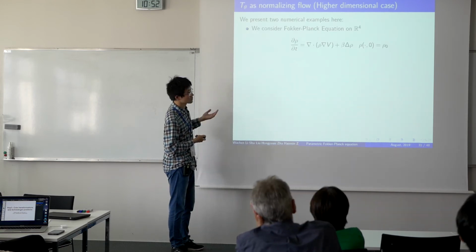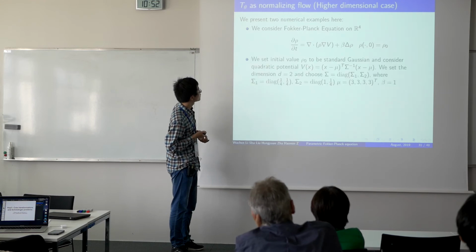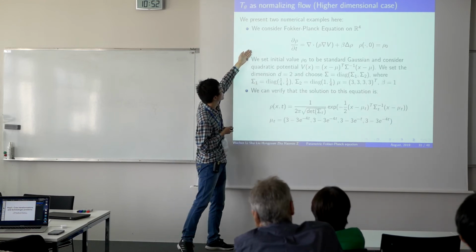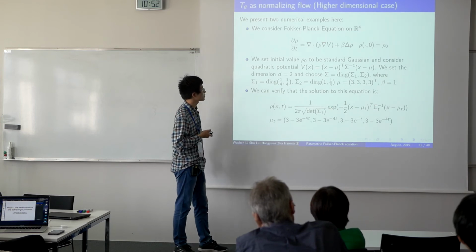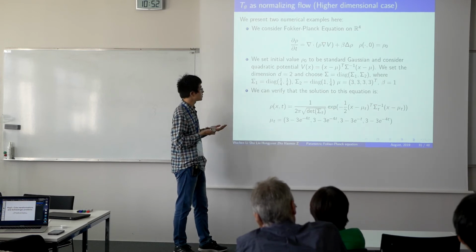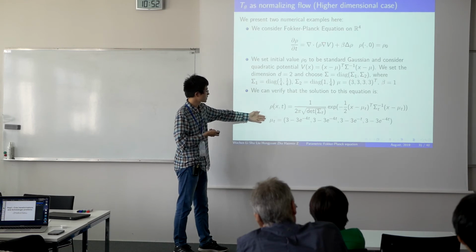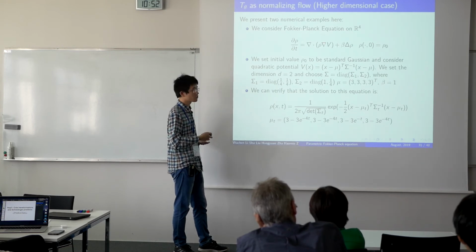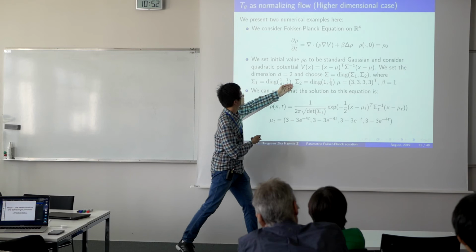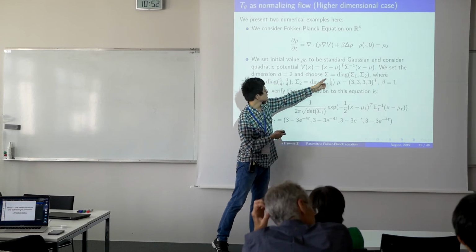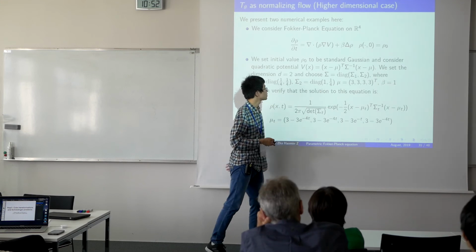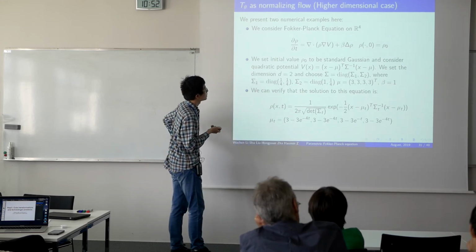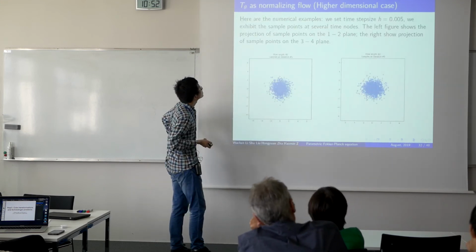Okay, so now let me show you some examples. The first example is still about quadratic potential. Because we can get an explicit solution for quadratic potential, it will be useful. So we can directly use the explicit solution to verify our numerical results. So we just choose V like this, and sigma is a diagonal matrix with entries 3. And here are some results.